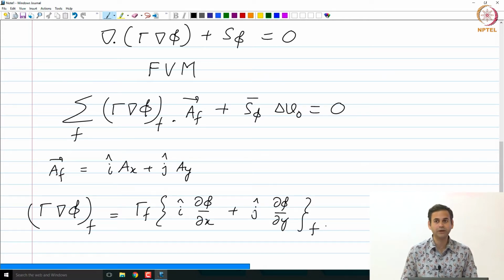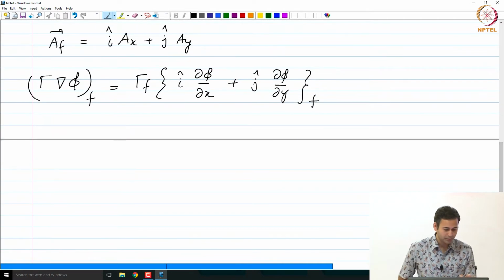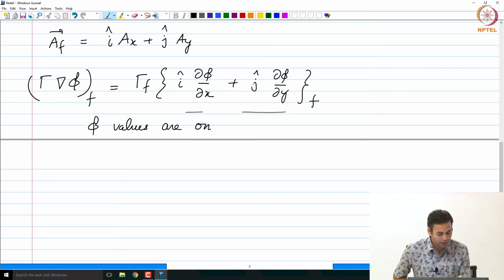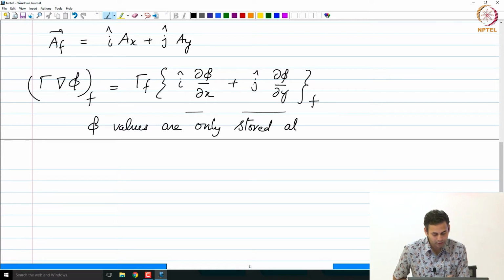We have these derivatives, that is partial phi partial x and partial phi partial y, which we cannot directly calculate. Why is it so? Because the phi values are not stored along x direction or y direction, rather they are stored in an unstructured way, all over the place. So phi values are only stored at the cell centroids, and these cell centroids do not align themselves along these directions of x and y. So the difficulty is we cannot work with partial phi partial x and partial phi partial y, because phi values are only stored at cell centroids.